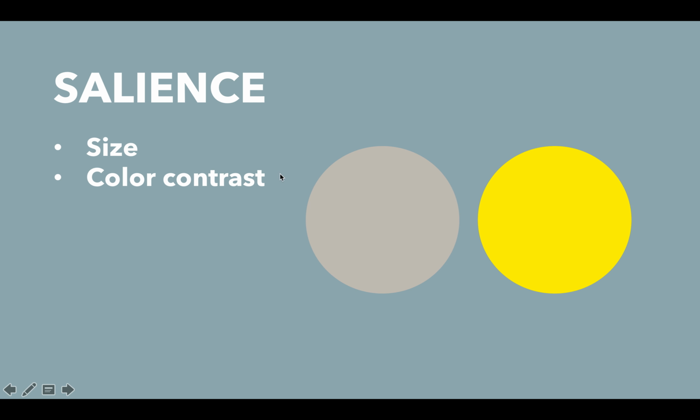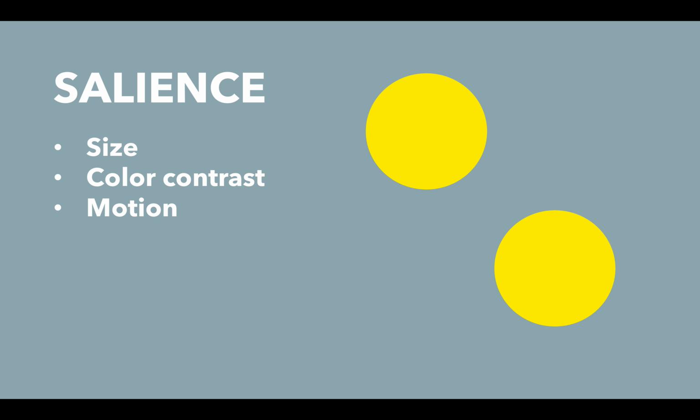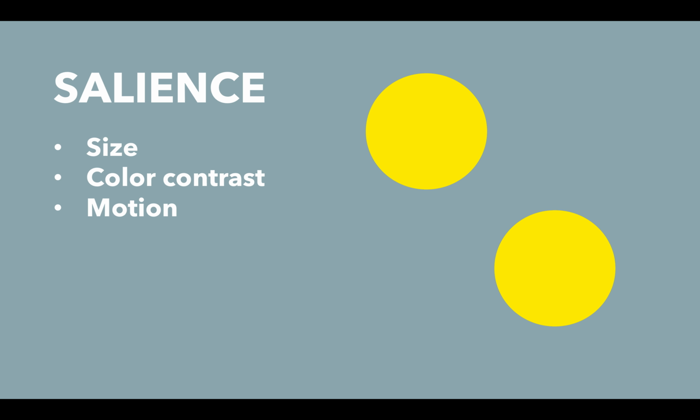You can do the same thing with color contrast. So your eye is more naturally drawn to this yellow object because there's a lot of contrast between it and the background. Whereas with this circle, there's not that much contrast. So your eye is more drawn to the yellow one. The yellow one has more salience because of that. And then the last one, motion. It doesn't really matter what the motion is. If you have something moving, it's going to have more salience.